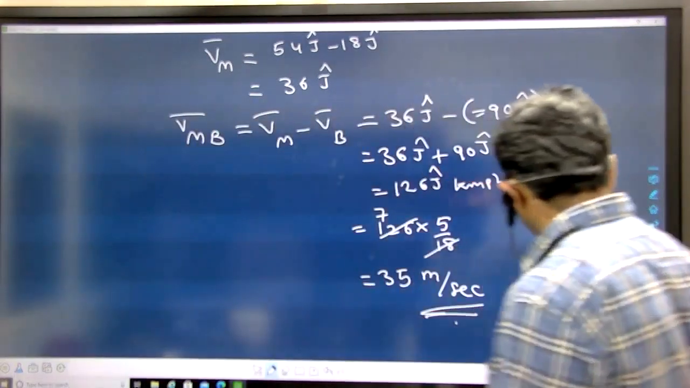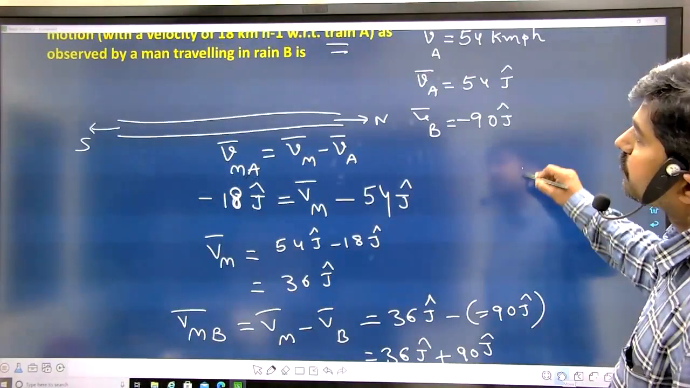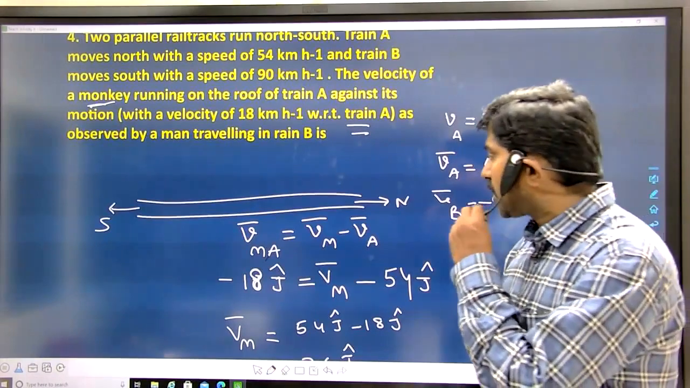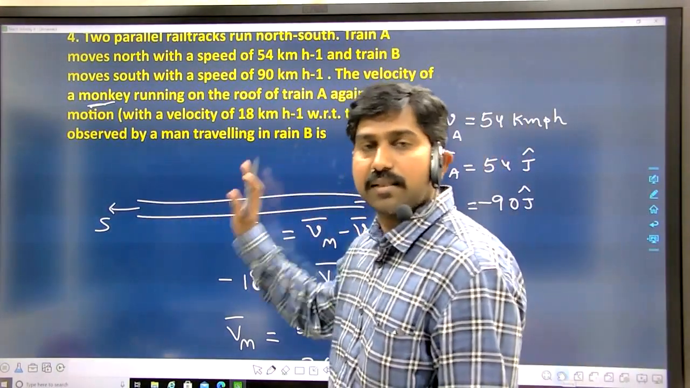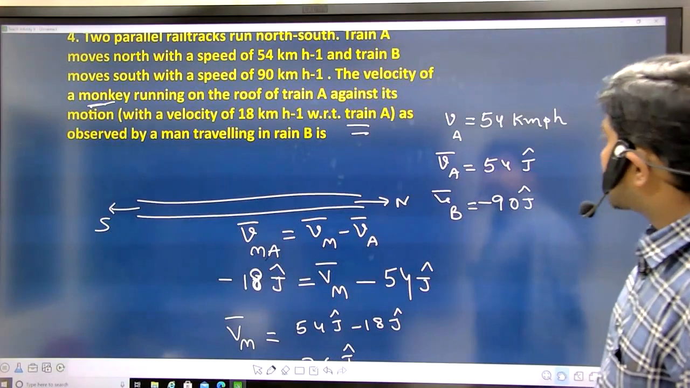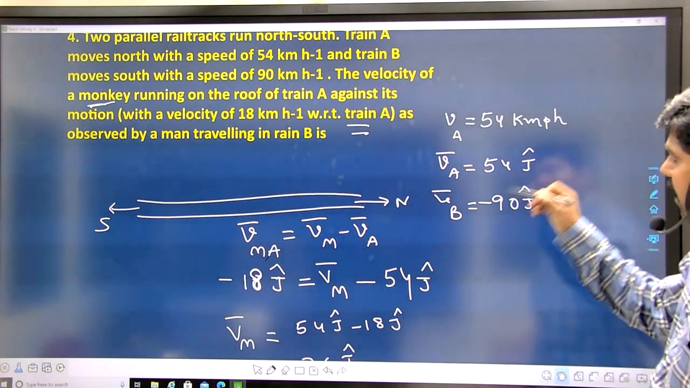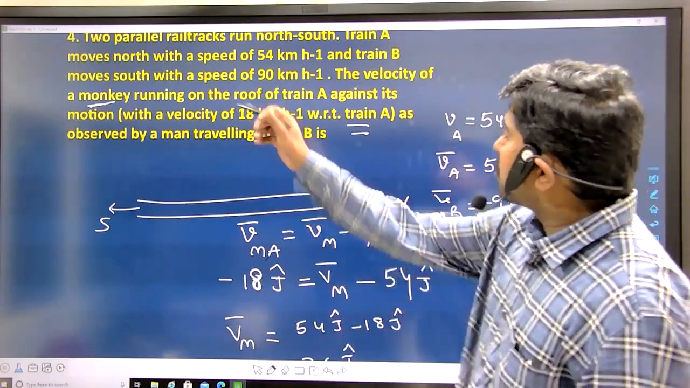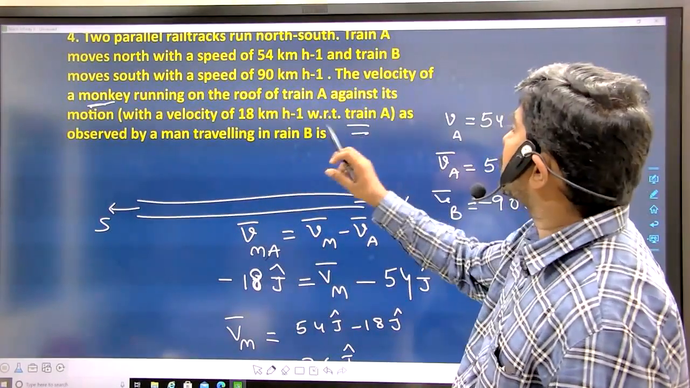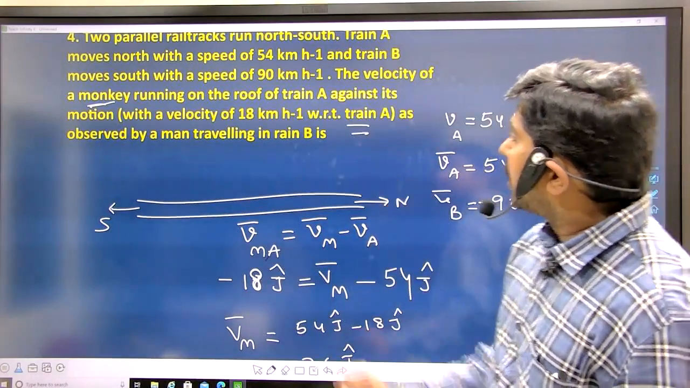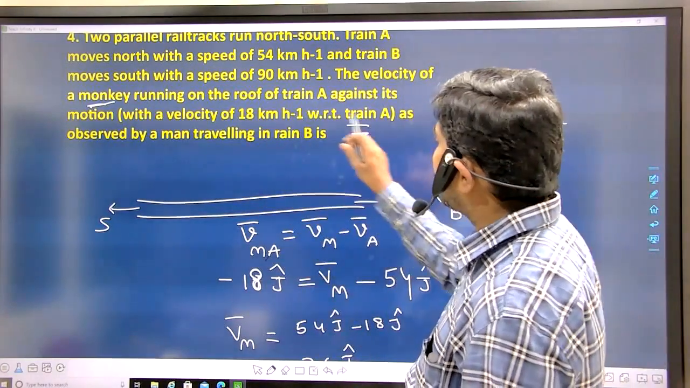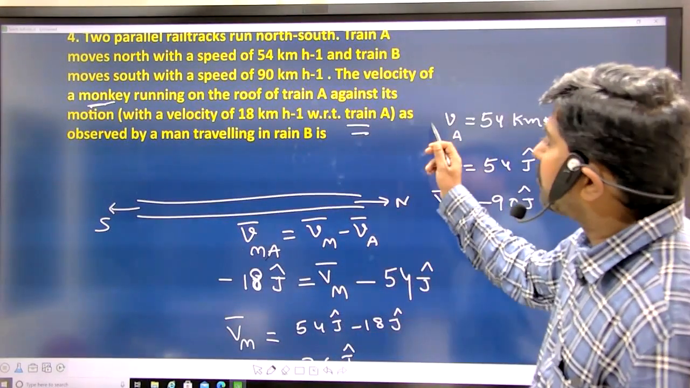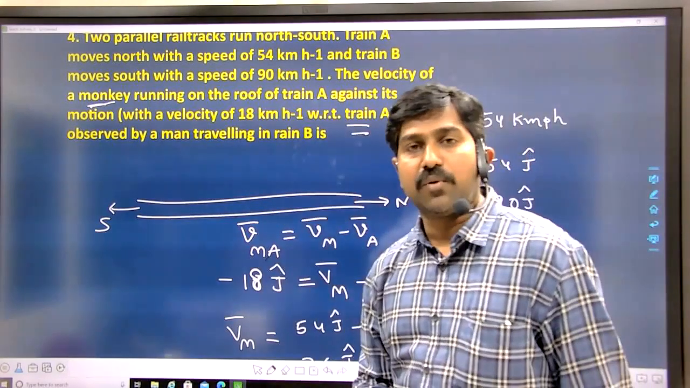Okay, see, again I will show you the question here. Very much important model question it is. If two trains are given which are moving in opposite directions, one towards north and other towards south, so that we have given just north was taken j cap and south was taken minus 90 j cap, and the velocity of monkey which is moving against the motion of A, and whose relative velocity with respect to A is 18. So based on that, you have to calculate velocity of monkey with respect to train B only.